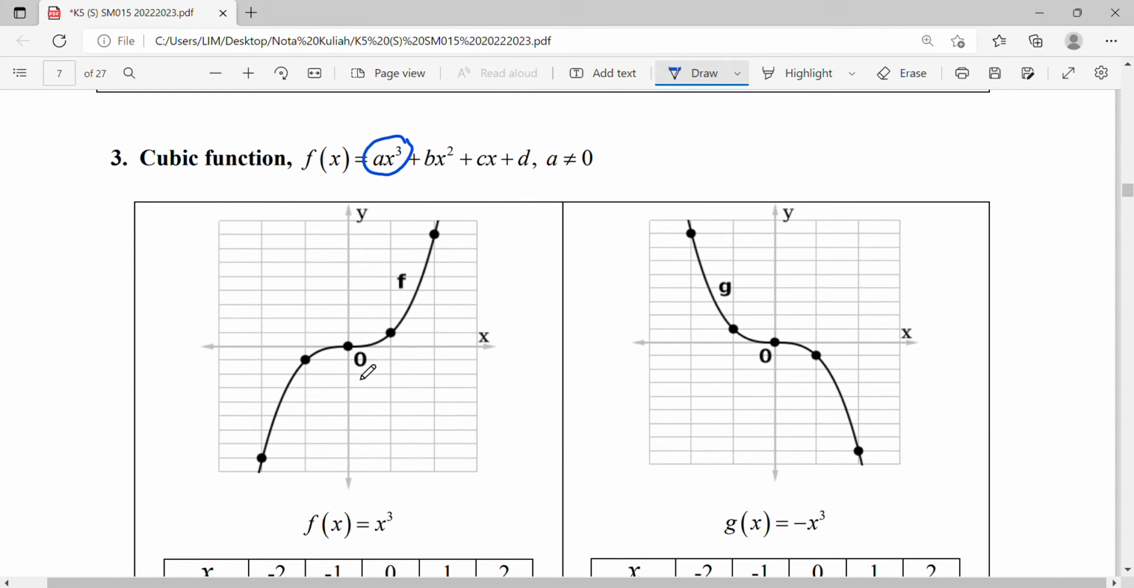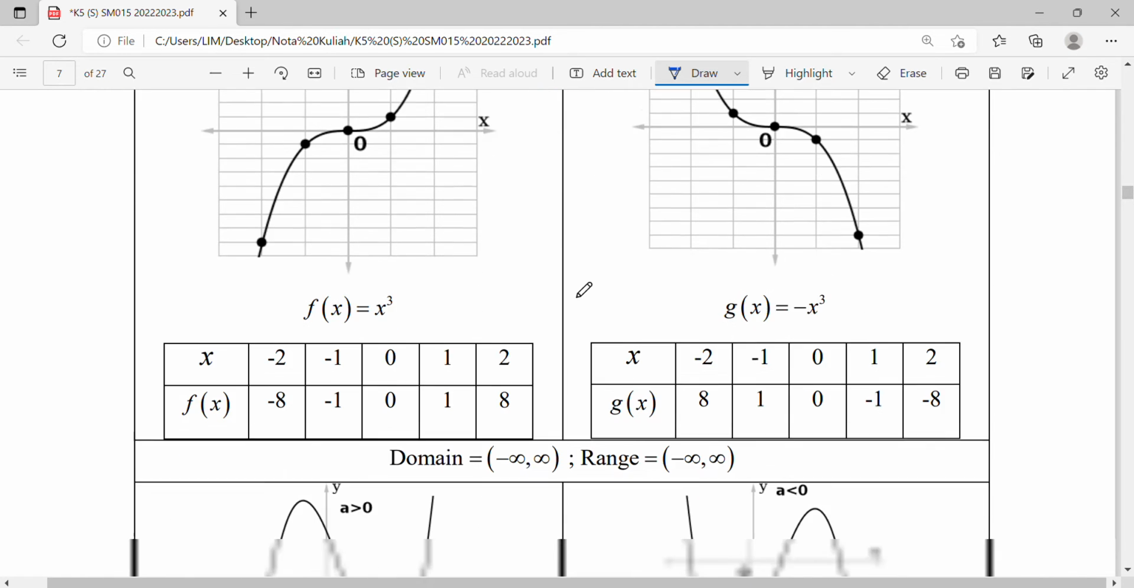So for the function that only has the x cubed term plus a constant, it will be in the smooth S shape. So plus d, it will depend on whether your d here is positive, which means it will intersect at the positive y-axis here. If your value of d is negative, you're going to intersect at the negative part.